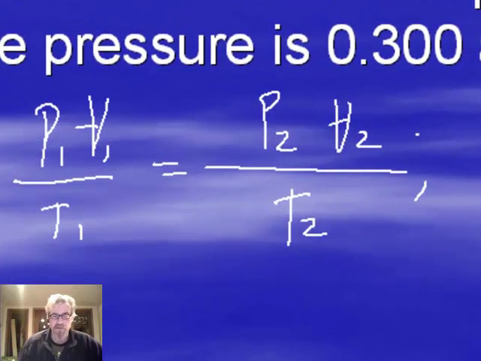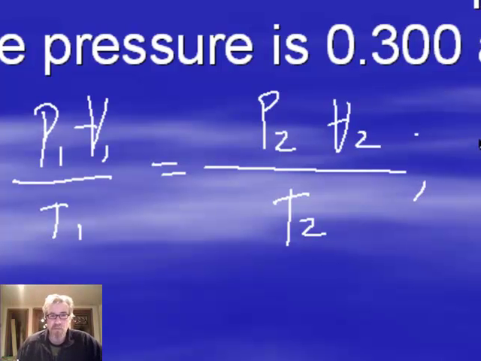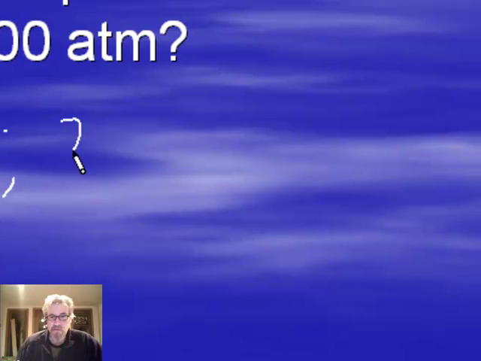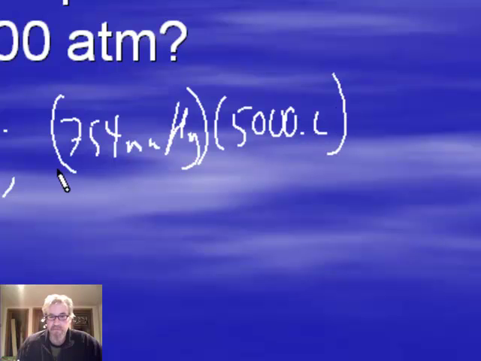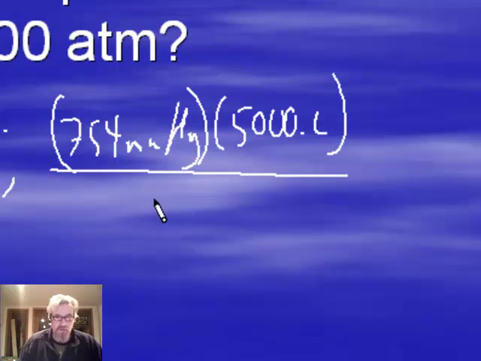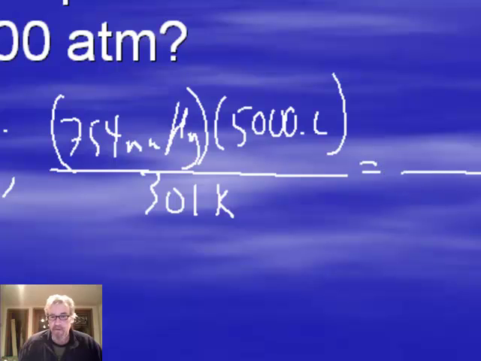Well, we can put the numbers in here just like we would if it was Charles' law or Boyle's law. P1, 754 millimeters of mercury. First volume is 5,000 liters. T1 is 28 degrees Celsius. Well, 28 degrees Celsius is 301 kelvins, and remember we have to use kelvins in these gas laws.